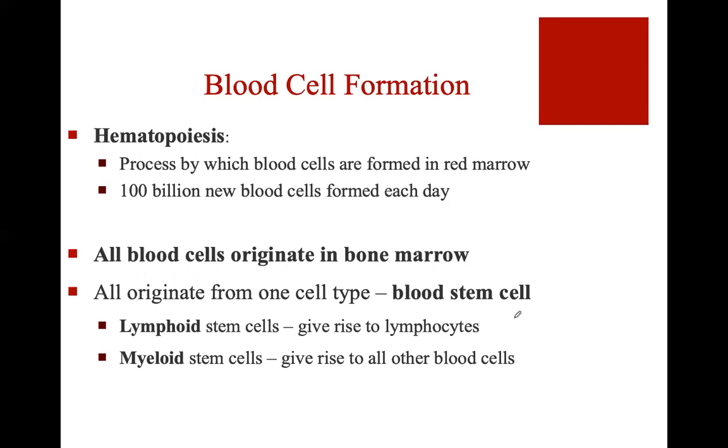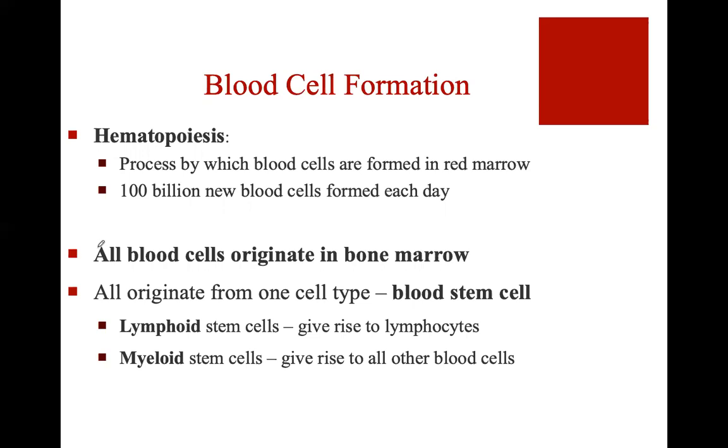Now, regardless of whether they're white blood cells or red blood cells, they originate from the bone marrow. However, there are two types of blood stem cells they can originate from. One is called lymphoid and the other is called myeloid. Now, look at the name, guys. Lymphoid should automatically remind you of lymphocytes, the B cells and T cells we mentioned earlier.